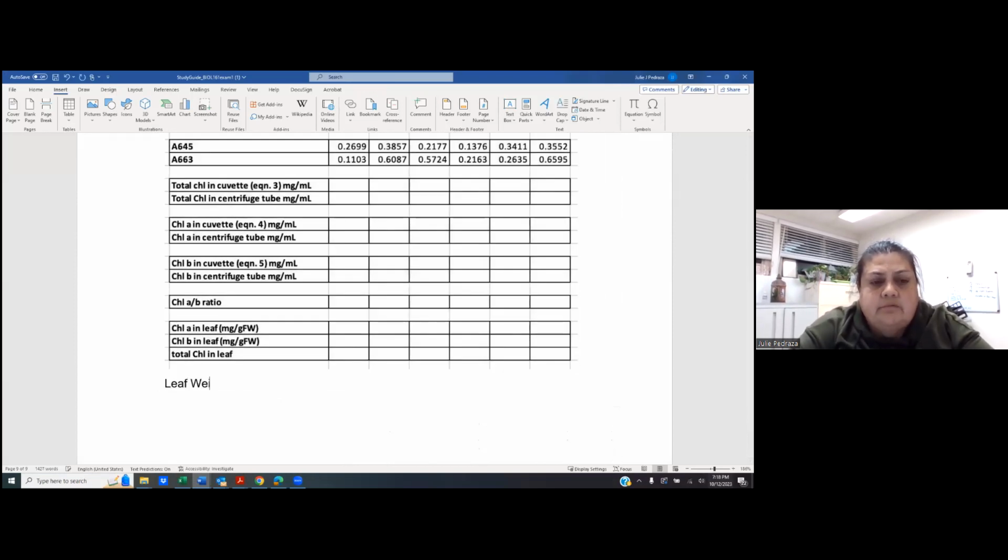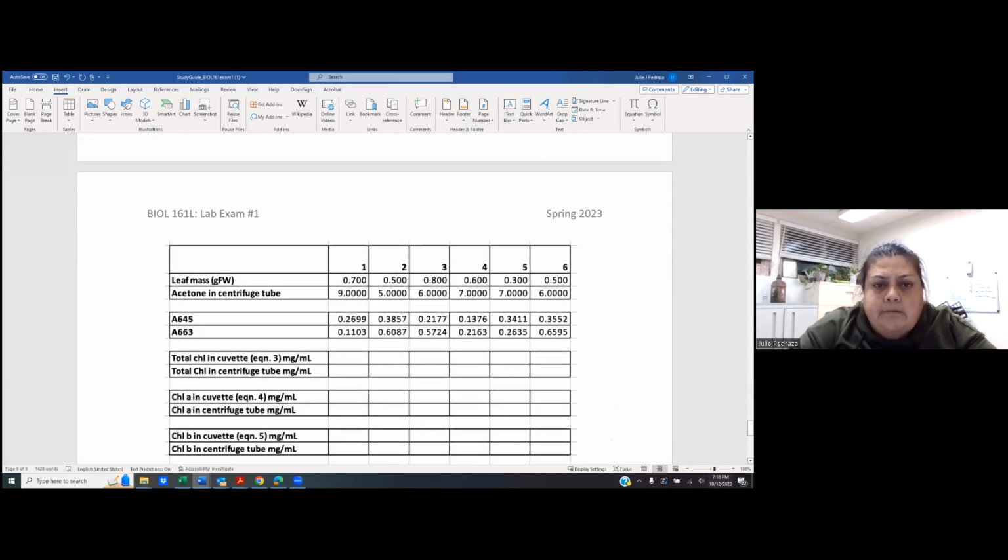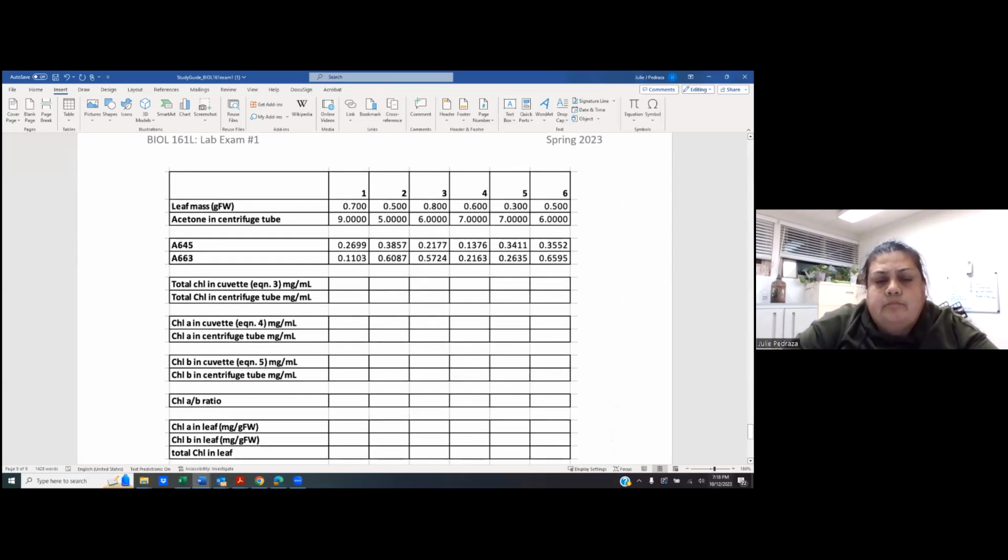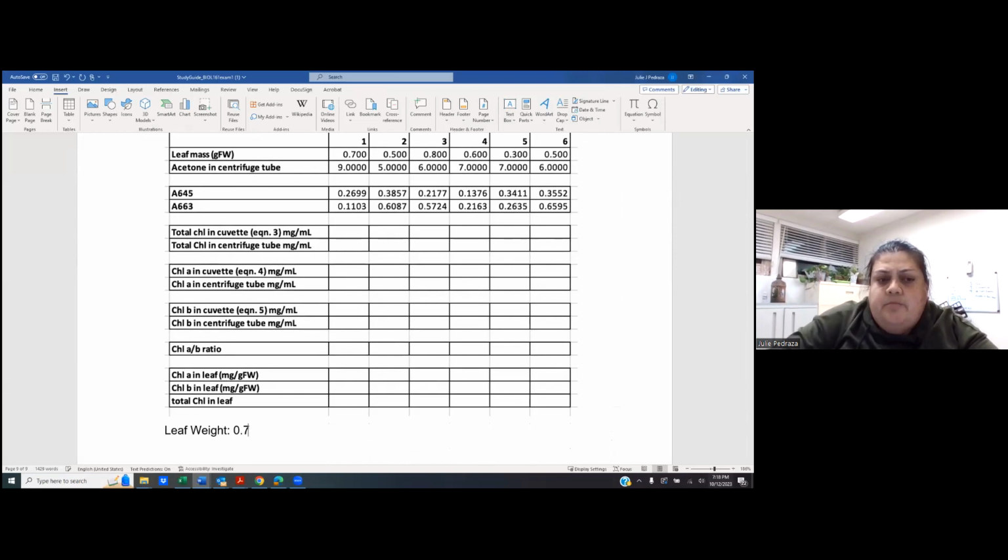Okay, the leaf weight is 0.7 grams. Next, acetone in centrifuge tubes is 9 milliliters. Okay.